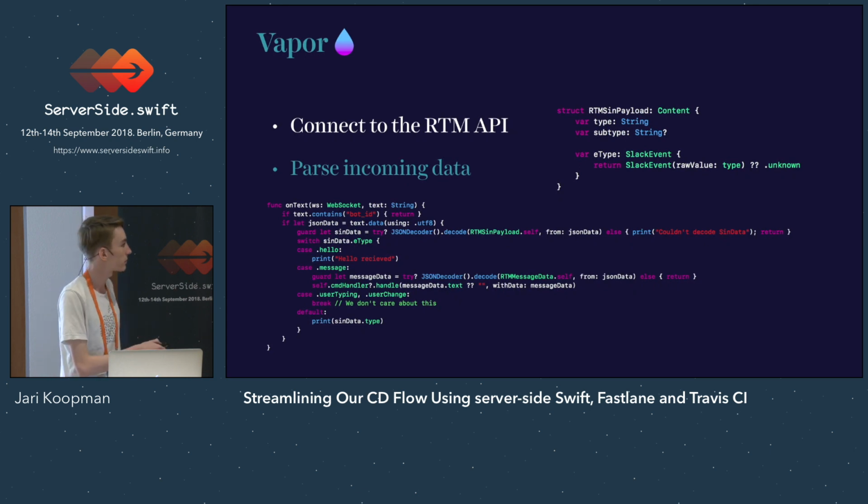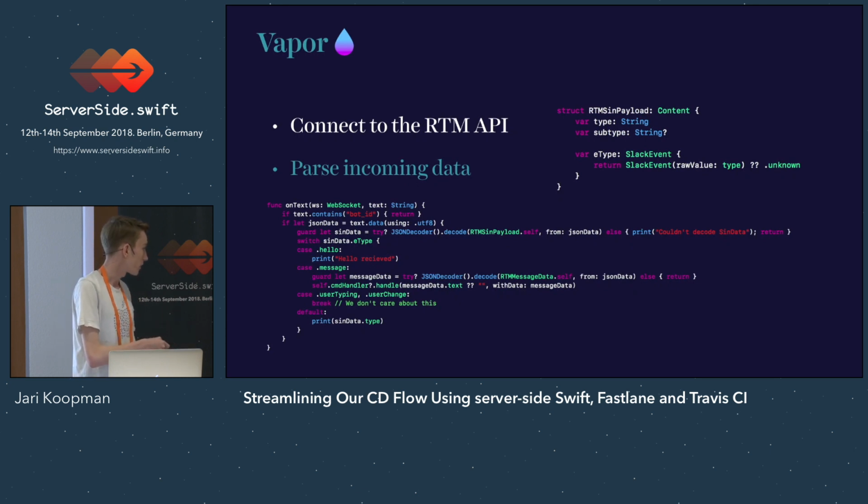So the only things we decode, as you can see here, are the type and the subtype, and then we have the E-type, which is just an enum that we can switch on, which makes it easier for us. So we switch on that here, and we check what it is. If it's the hello event, which is basically the first event you get when you open the connection, we just print out that we received the hello, everything's fine, the connection is there.